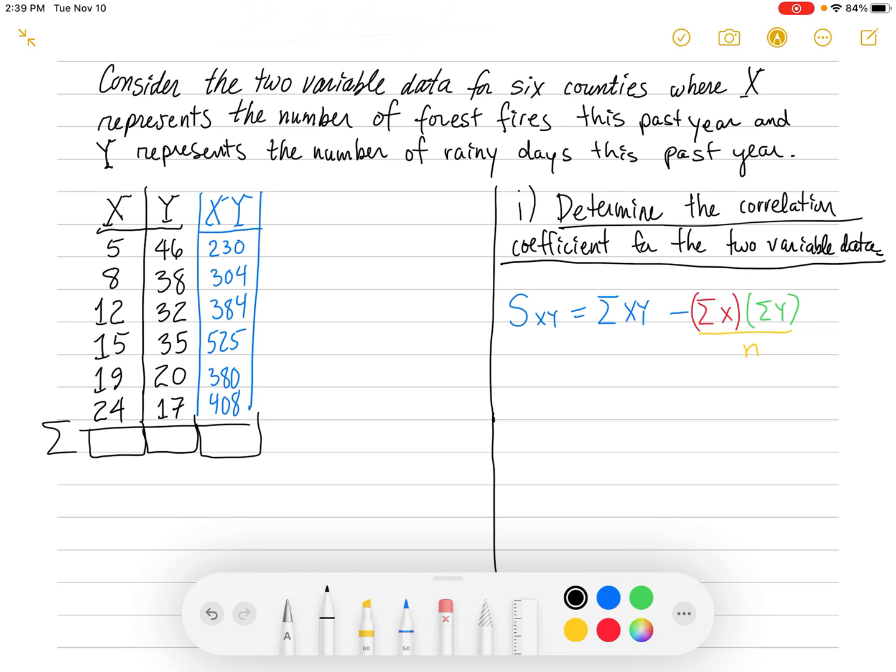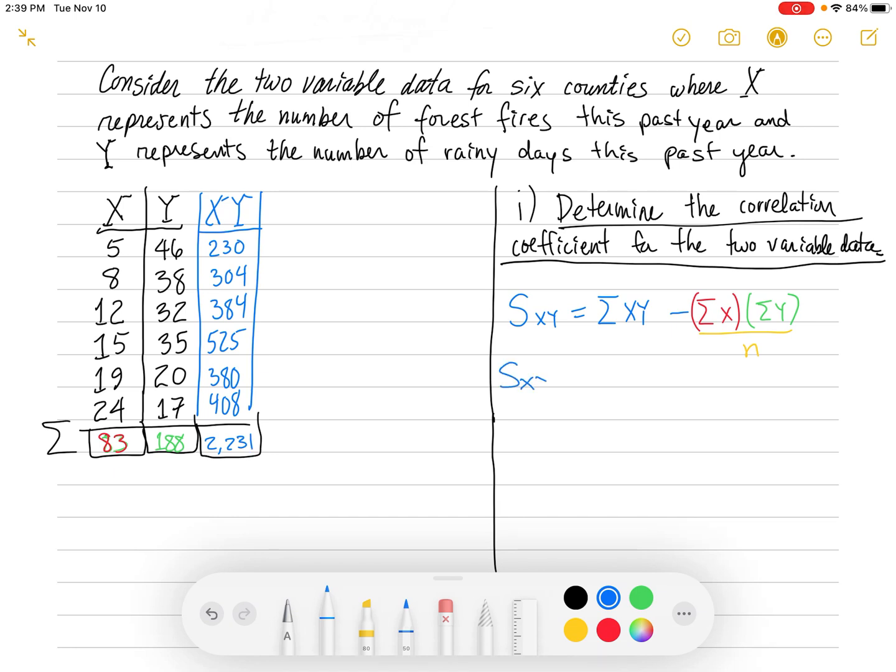In the first column, when I add up those X's, 5 plus 8 plus 12 plus 15 plus 19 plus 24, I've already done that myself. It gives you 83. When I sum up the Y's, 46 plus 38 plus 32 plus 35 plus 20 plus 17, I've already done that. It's 188. When I sum up the XY's, it's 2,231.